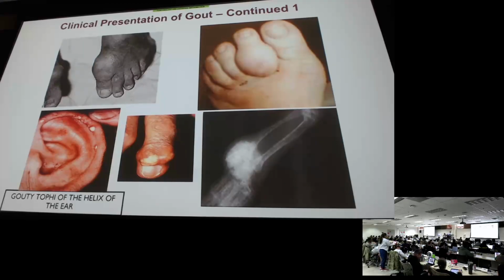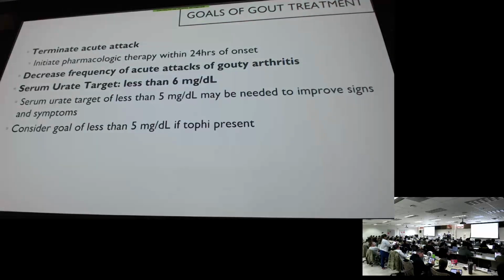And then I guess the toe next to it got involved on the right side, versus the most common, podagra. And then there's an x-ray showing it at the wrist. The tophi, those urate crystals deposited just beneath the skin in the joint. So the goals of treatment are a little different from the stuff we talked about before.